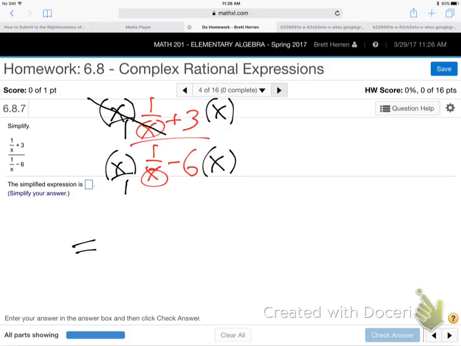Getting that okay? So the x's cross cancel. What's left over? 1 plus 3x. The x's cross cancel. 1 minus 6x. And we're done.